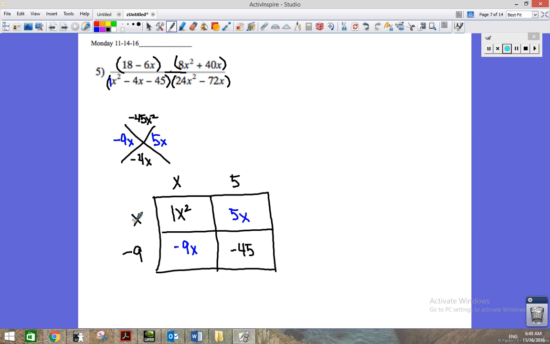So let's check our table. X times x is 1x squared. X times 5 is 5x. Negative 9 times x is negative 9x. And negative 9 times positive 5 is negative 45. So we know that this denominator factors to x minus 9 and x plus 5. So everywhere we see this trinomial, we can replace it with this product of two binomials. So let's move this out of our way.